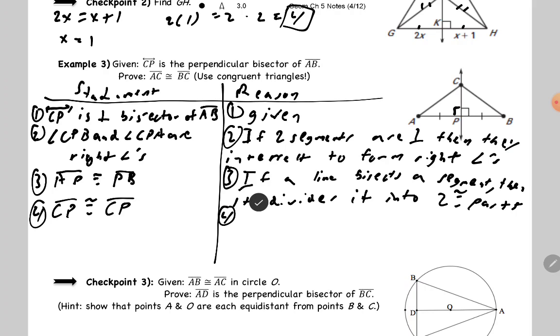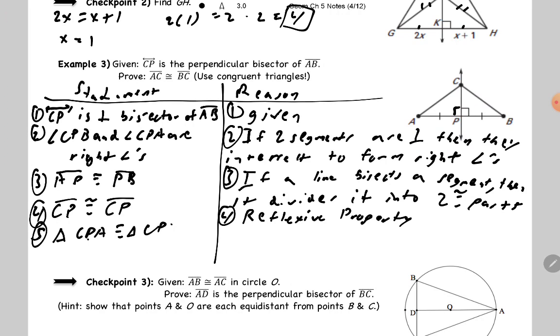Why? Because of the reflexive property. I am myself, whatnot. So now we can show that these triangles are congruent. So triangle CPA is congruent to triangle CPB. And that is SAS.